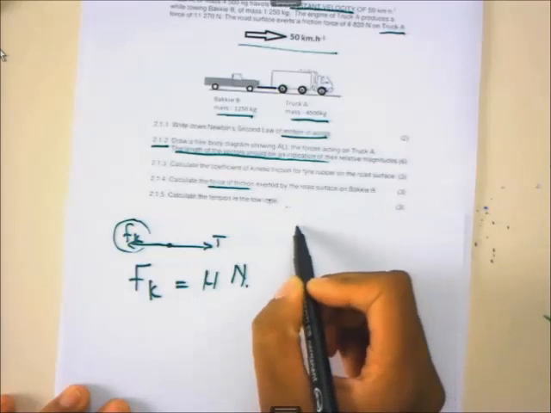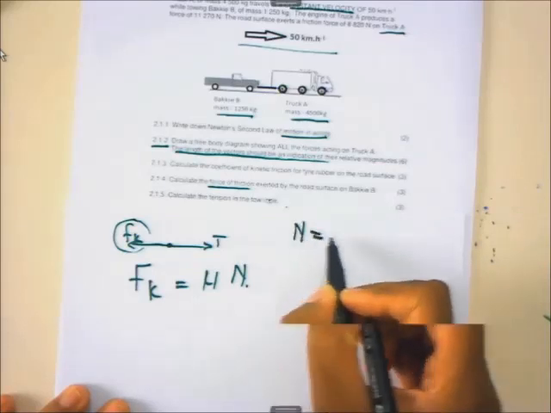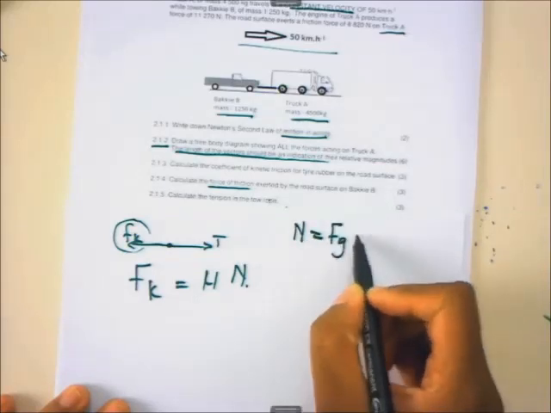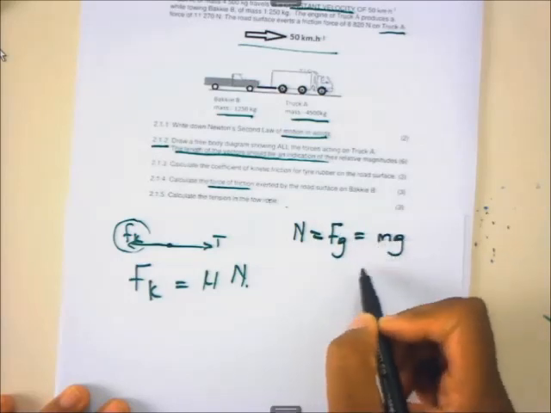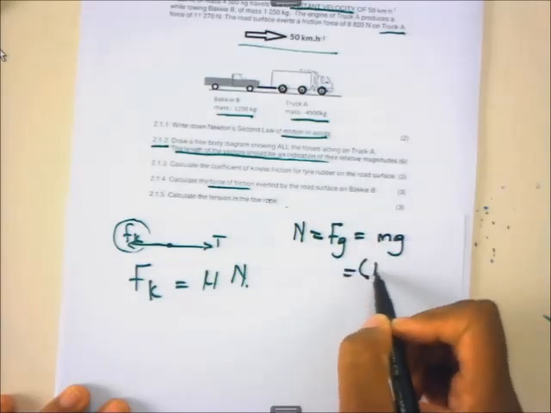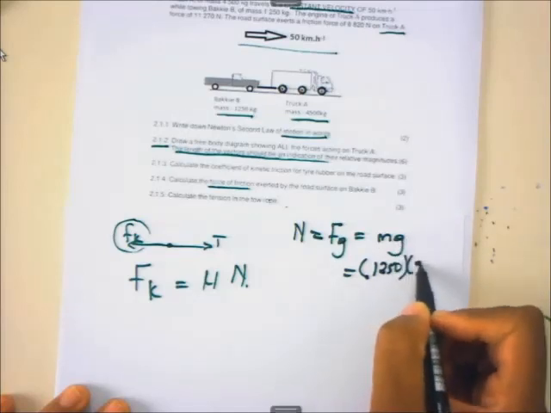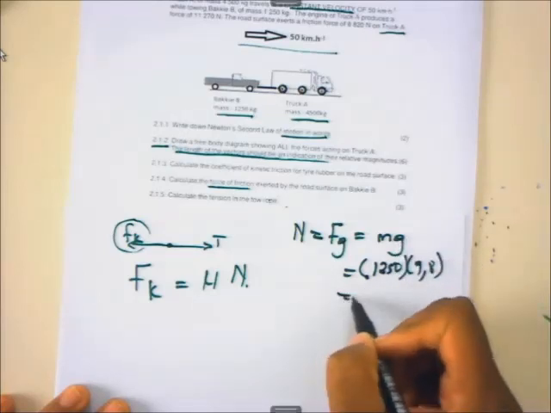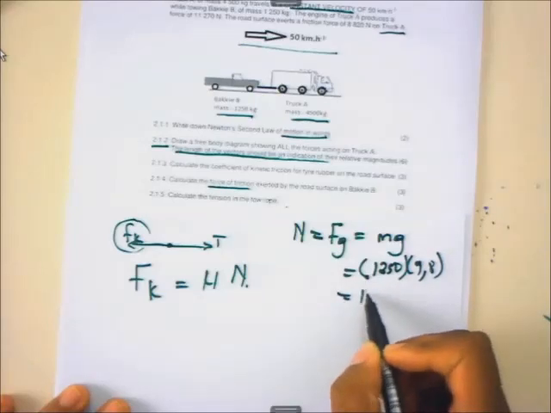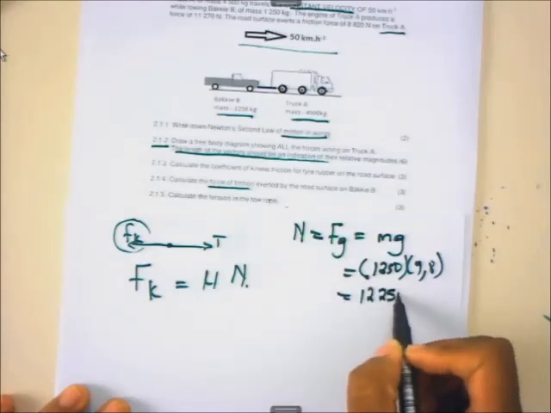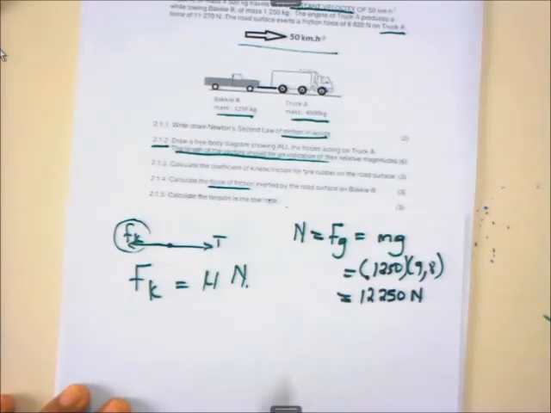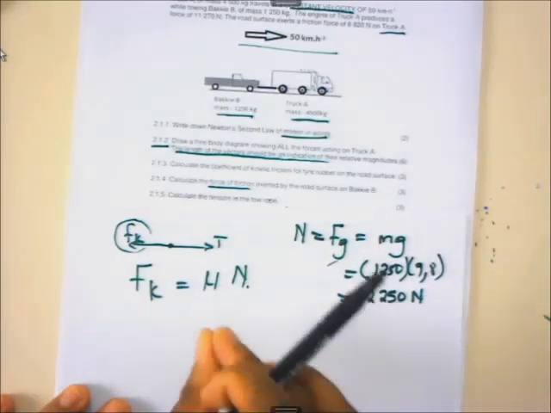So let's calculate the magnitude of the normal force. We all know that the normal force is equal to Fg, which is equal to mg. Then our mass is 1,250 times 9.8. Therefore, the answer will be 12,250 newtons. That is the normal force. You can calculate it here, or you can just calculate it separately and then take the answer and substitute it here.